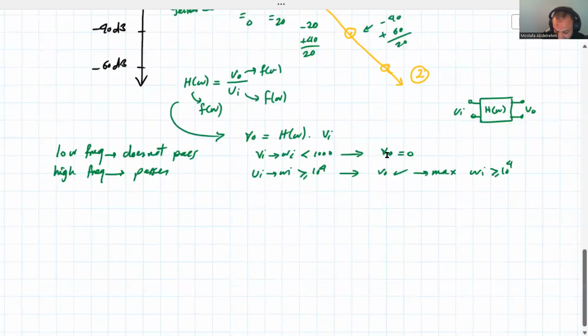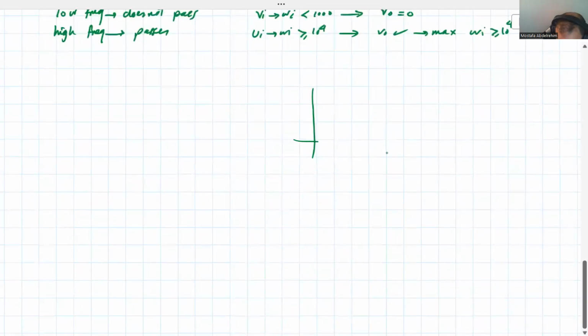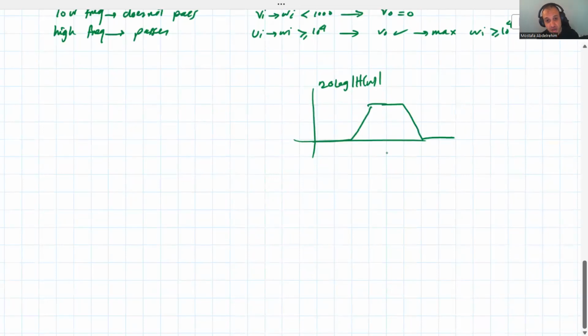In our book, there are examples for a band pass filter, a filter like that, or 20 log of the magnitude of H of omega is like that. In that case, we pass frequencies between omega C1 and omega C2. We reject the low, we reject the high, we only take the band. This is called a band pass filter.